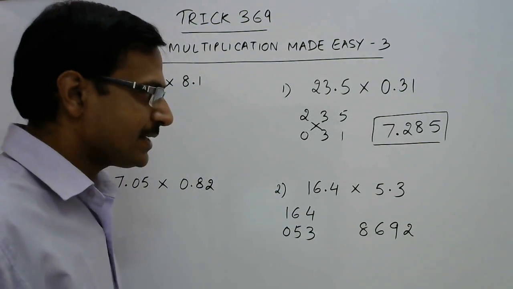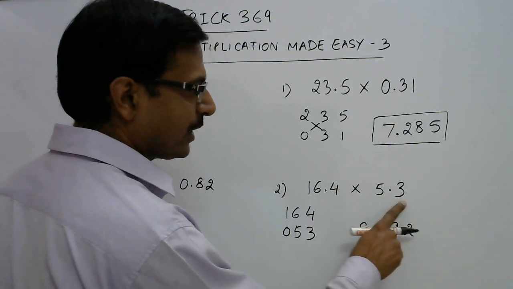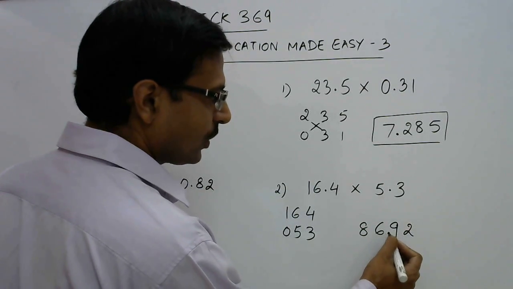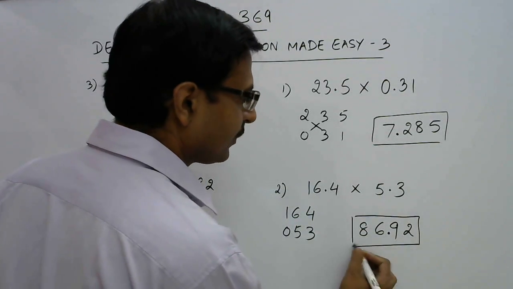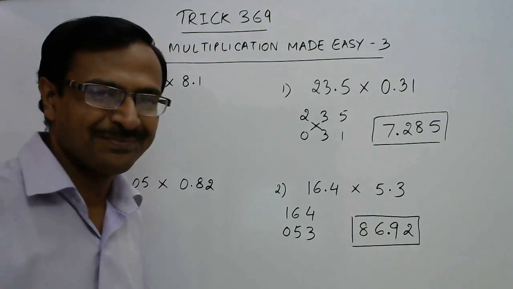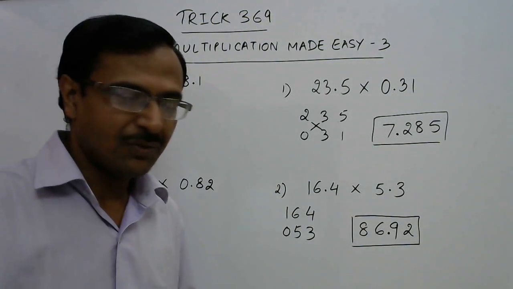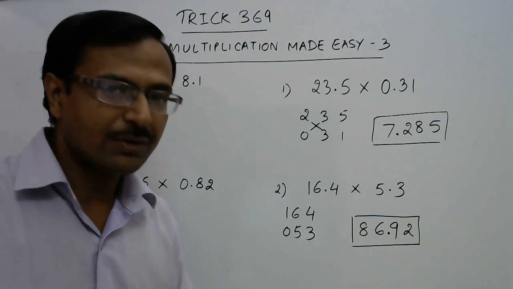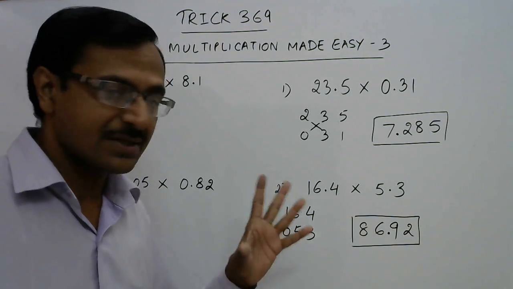But what about the decimal? 1 digit here and 1 digit here. So count 2 digits from the right side here. 1, 2. Your answer is 86.92. Very easy, isn't it? When I am solving on the board, it must be looking quite easy, but you need to give it quite a lot of practice to master this concept.